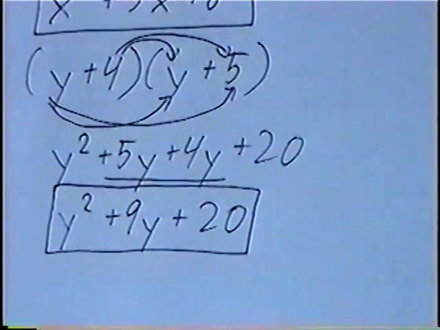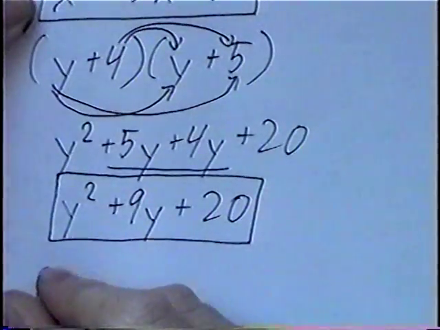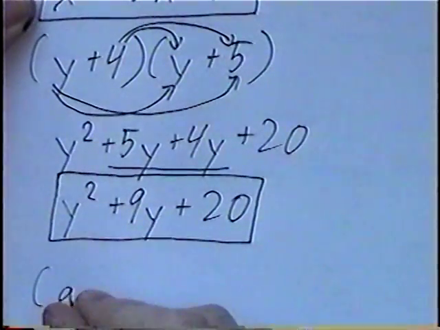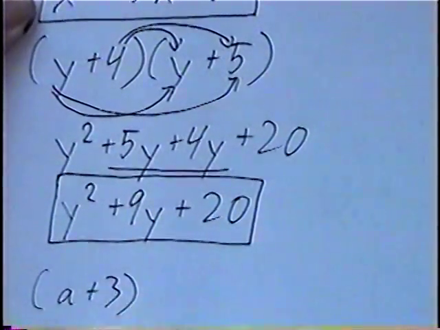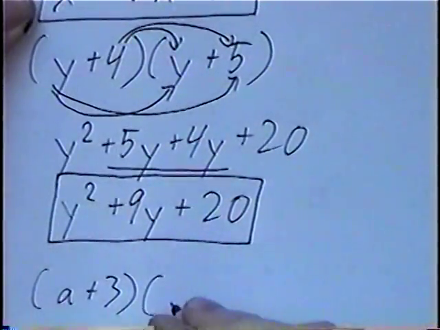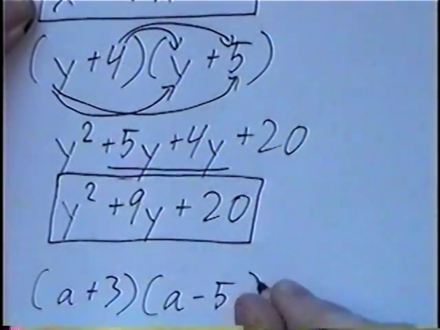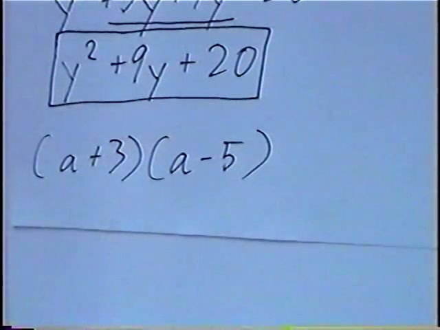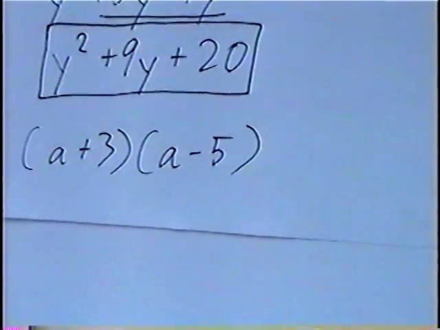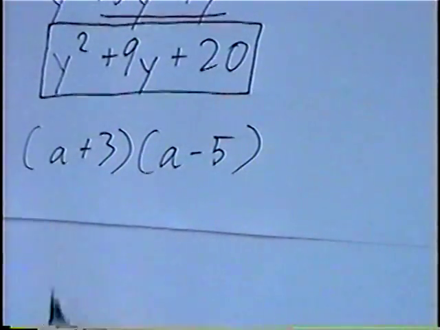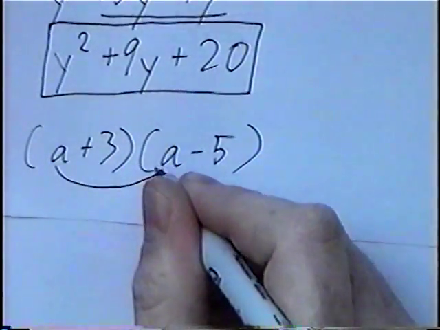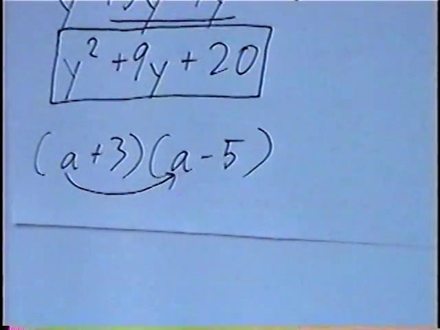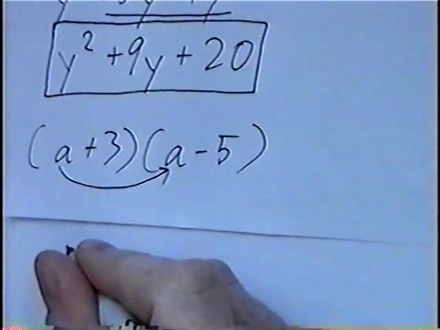And last question for this section. In parentheses, the first parentheses is a plus 3, and the second parentheses a minus 5. And again, multiplying by FOIL, we'll have 4 steps to get the correct answer. The first variable for F would be a times a. A times a would be a squared.